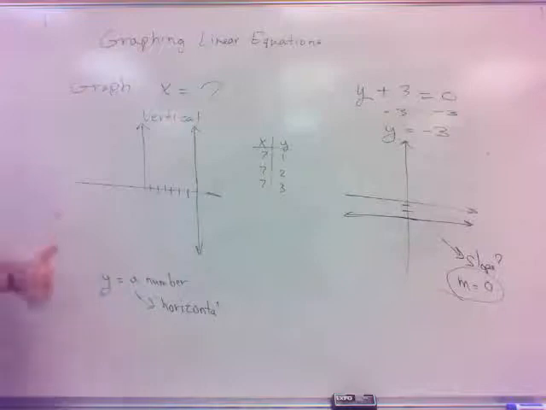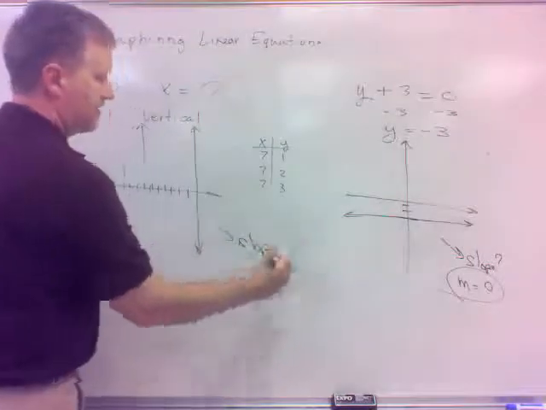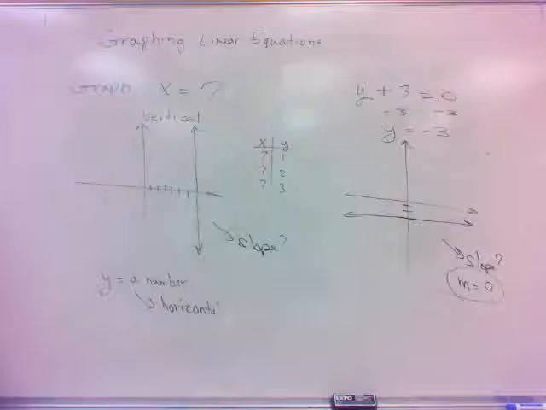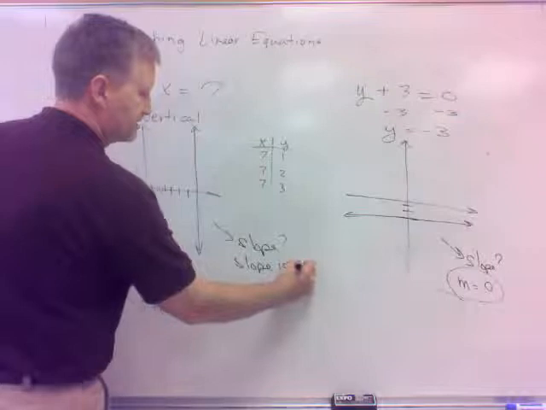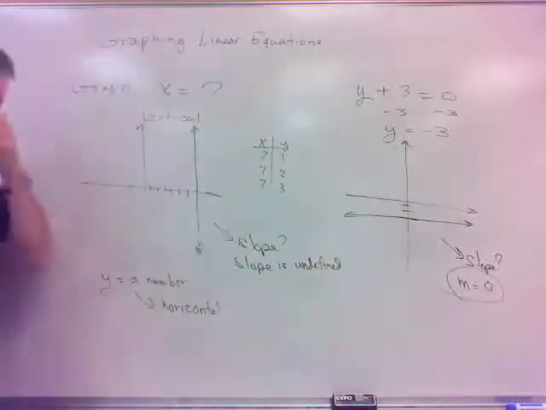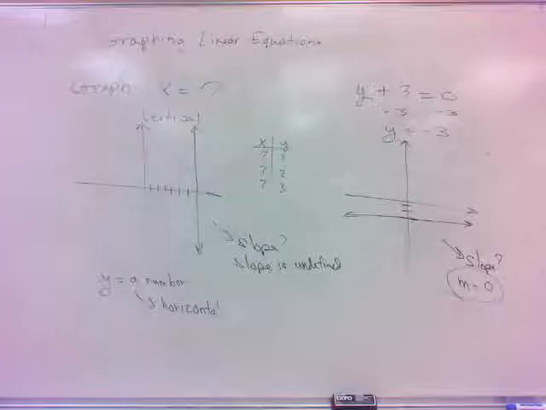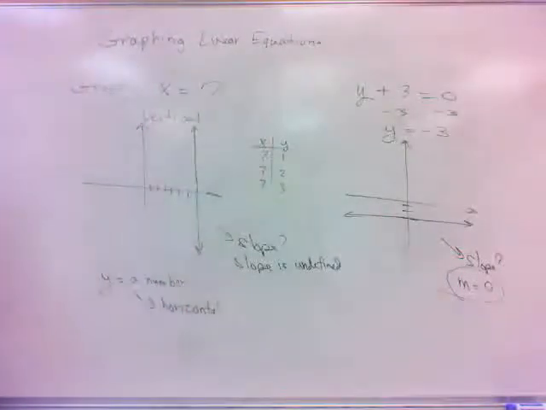What about this vertical one here? I would ask for the slope of my vertical line. Is that 0 too? No, it's undefined. A little different. Slope of a vertical line is always undefined. All right. Questions or concerns then on graphing our linear equations?